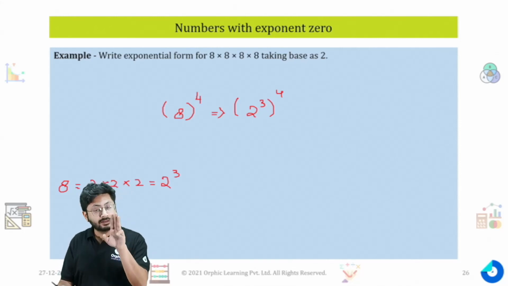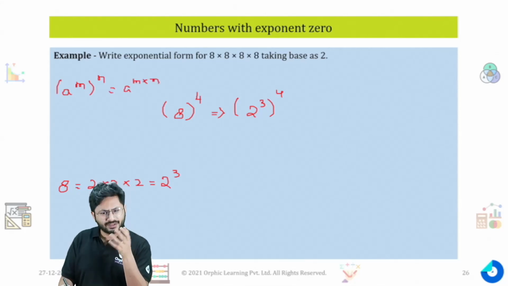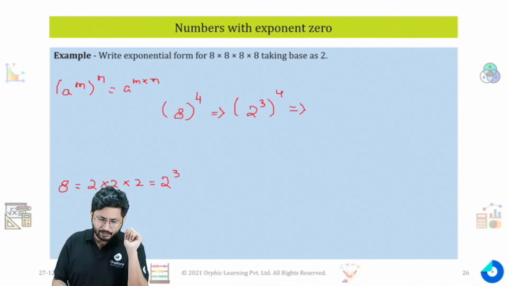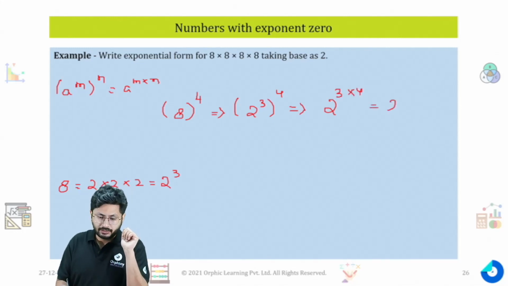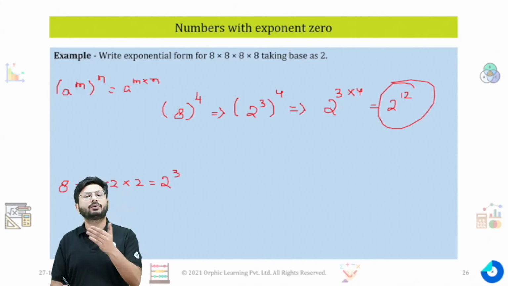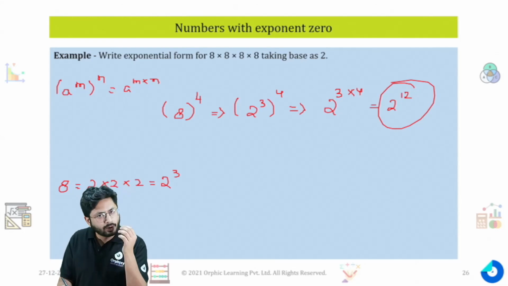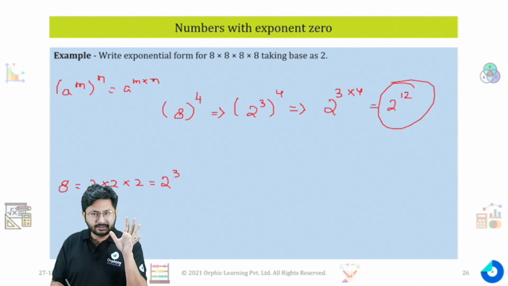Now according to the third law of exponent, a to the power m whole to the power n is equal to a to the power m into n. Can I say we can apply that third law here also? It will be equal to 2 to the power 3 into 4, which is equal to 2 to the power 12. So this is what the question was asking: express 8 into 8 into 8 into 8 in powers of 2. You'll get a lot of questions like this. So this was all.